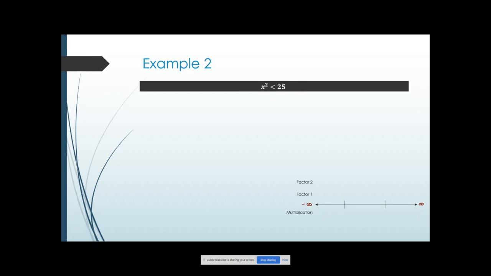Okay, so example 2, I don't have one side equal to 0 because I have x squared less than 25. So we need to get one side to be 0. So I'm going to subtract 25 basically from both sides. So I'm going to go here on the right, and I have x squared minus 25 is less than 0. So now I need to factor the left side. This is one of the special factors. This is x plus 5, x minus 5. So I have x plus 5 times x minus 5 is less than 0. So those are going to be my two factors, x plus 5, x minus 5.